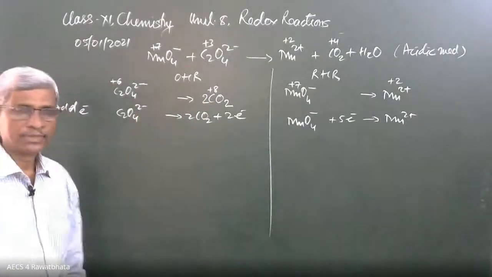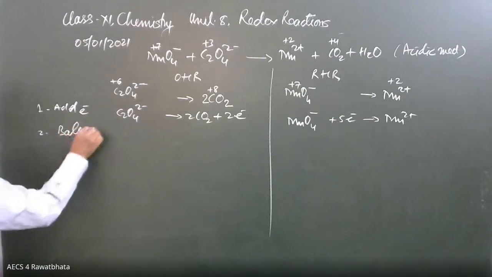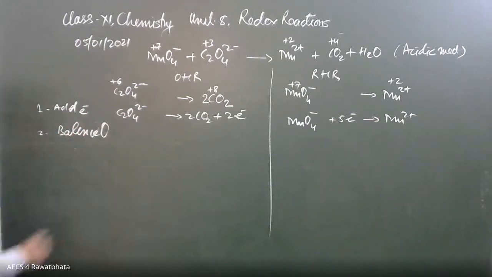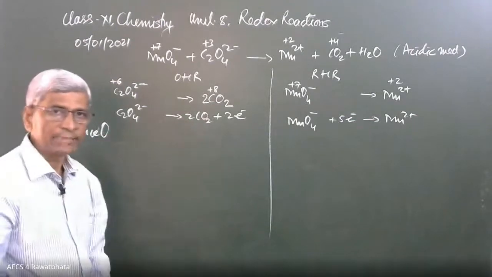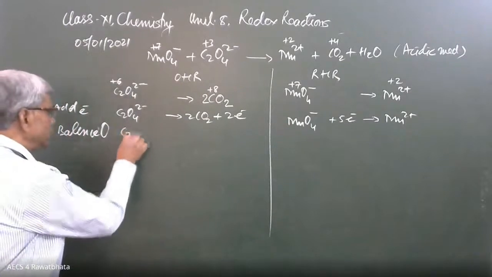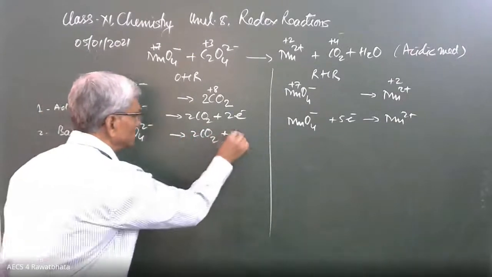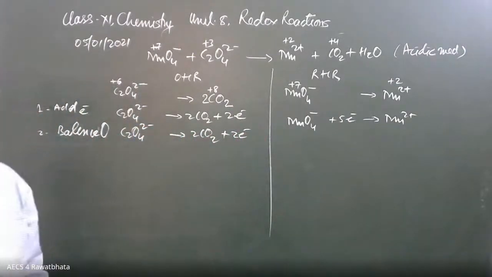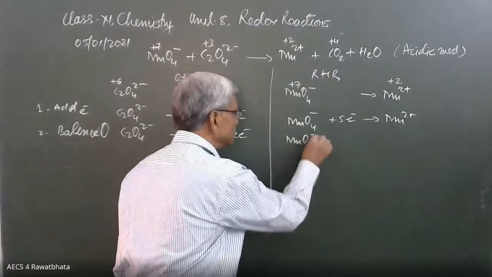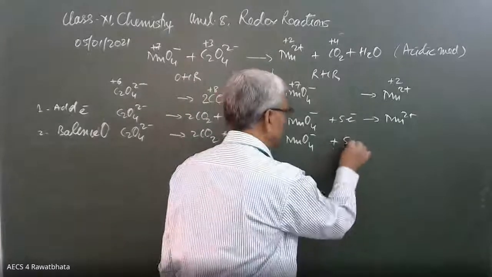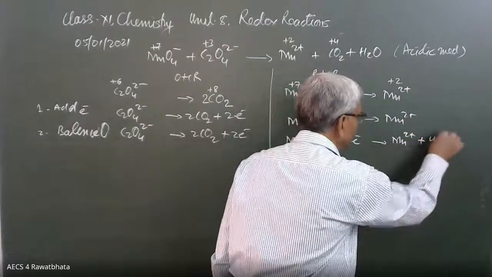Okay, beta? Then second step, balance oxygen. Here 4 oxygen, and this side also 4 oxygen. Oxygen already balanced. That's why here C2O4 2 minus going to change into 2CO2 plus 2 electrons. Oxygen is already balanced. This side MnO4 minus plus 5 electrons gives Mn2 positive plus 4 H2O.